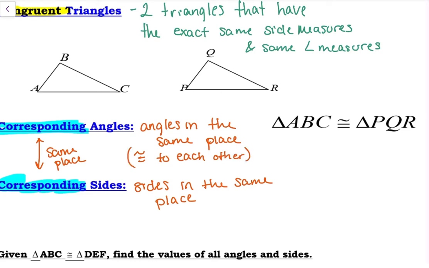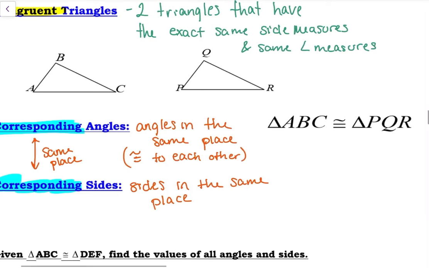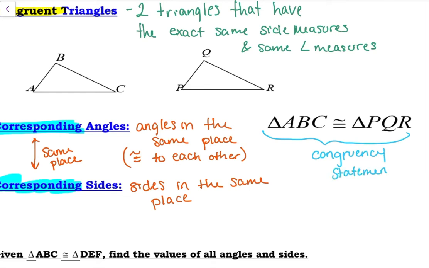So starting off, this is called a congruency statement. And it's saying that those two triangles are congruent to each other. Now, you can see it says triangle ABC is congruent to triangle PQR. When we're writing out congruency statements, all of the corresponding angles and sides are lined up.